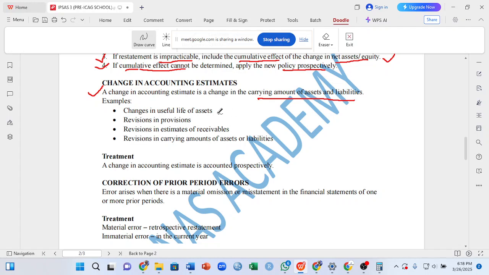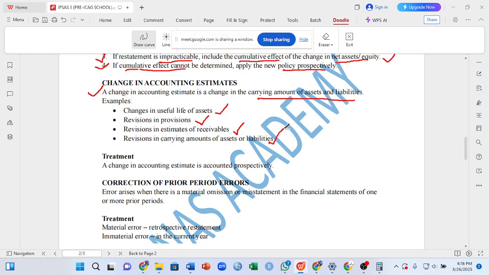When you change the useful life of the assets, when you revise your provision. You always make provision, say take 20%, take 5%, you're making provision on the rest. So whenever you revise your provision estimate, it also falls under that. And any revisions you make in respect of your receivables also call for that. Any revisions you make in the current amount of your assets and liabilities will relate to a change in accounting estimate.